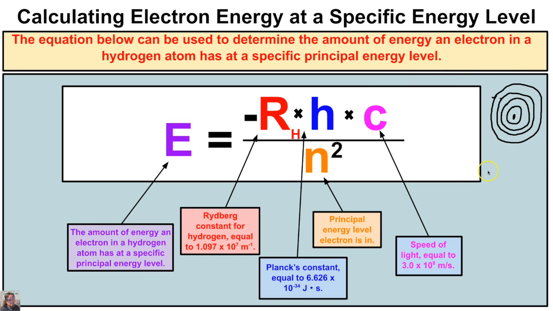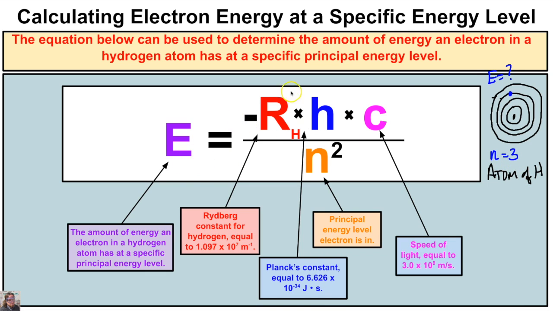And so let's suppose once again that this is our atom of hydrogen, and we have an electron that is in the third principal energy level. So we have an electron right here where n equals 3, and we want to know how much energy this electron has in the third principal energy level of our hydrogen atom. How can we determine this? Well, here's our formula right here that will allow us to determine the amount of energy that this electron has in an atom of hydrogen if it's in the third principal energy level.